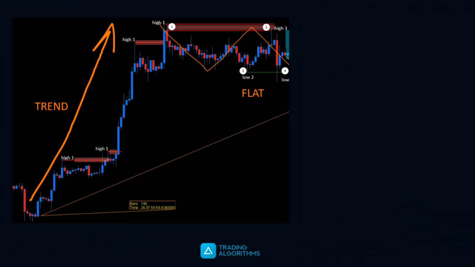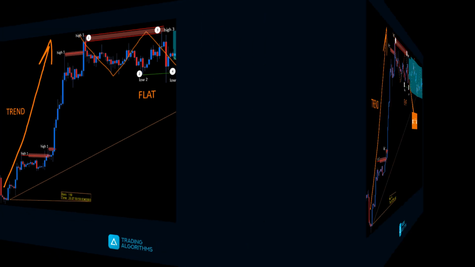Next, there was an attempt to break through the level of point 2, but we got a tail after the candle closed and a rebound followed, forming point 4 and confirming the flat. From this point, we understand that a new position can be formed that will either continue the uptrend or turn the market into a new downtrend.